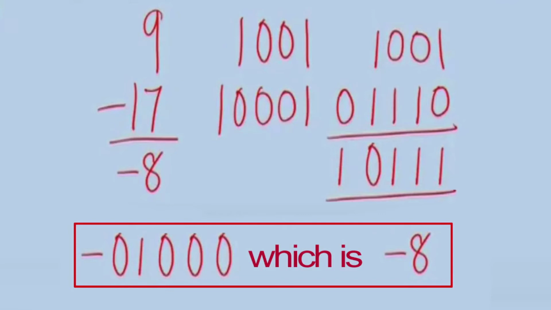And here you can notice that there is no carry. And if there is no carry, the answer will be the complement of this number. The complement of the result will be 0, 1, 0, 0, 0. And the answer will be minus 0, 1, 0, 0, 0 as per the rules, which in the decimal number system is equal to minus 8.